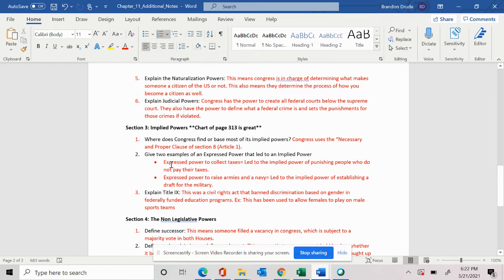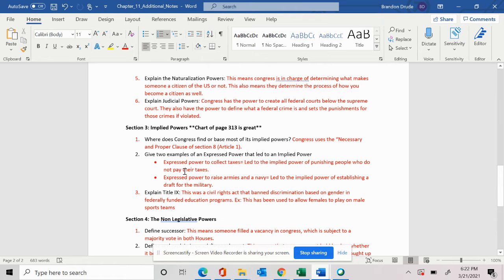So, what are some examples of how expressed powers lead to implied powers? For example, I said this before, Congress has the power to collect taxes. So this led to the implied power that Congress can punish people who do not pay their taxes. All the Constitution says is that Congress can collect taxes. It is an implied power that Congress can create laws that punish people for not paying their taxes.